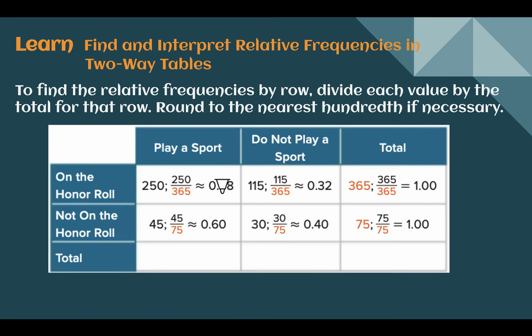Rows are going to work the same way. Notice the row is full. My columns are not completed. Again, to find my relative frequency for the row, I'm going to take my subtotal from the box divided by my total for the row. So here, 250 out of 365. Here, 115 was in the box out of 365 for a total.